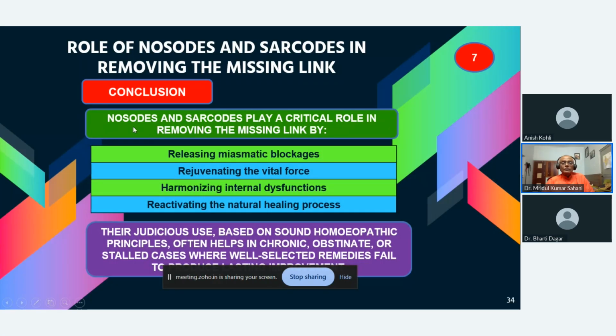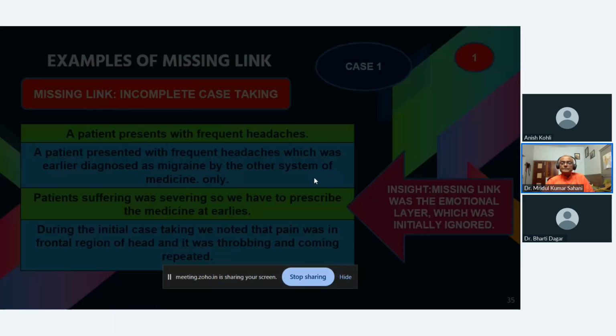So the conclusion is that nosodes and sarcodes play a critical role in removing the missing link by releasing miasmatic blockage, rejuvenating the vital force, harmonizing internal dysfunctions, and reactivating the natural healing process. Their judicious use based on sound homeopathic principle often helps in chronic, obstinate or stalled cases where a well-selected remedy fails to act.